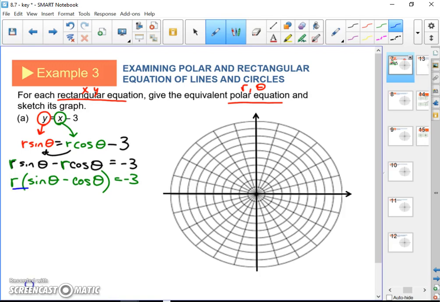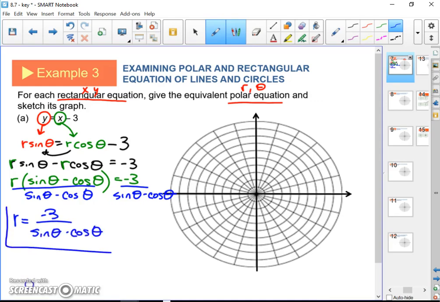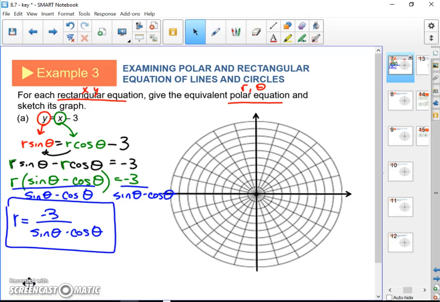We've got r by itself now, well, I guess if I divide both sides by this, I will. We're going to divide both sides by sine theta minus cosine theta. So r will equal -3 over sine theta minus cosine theta. That gives the equivalent polar equation. Good, got it. And sketch its graph.